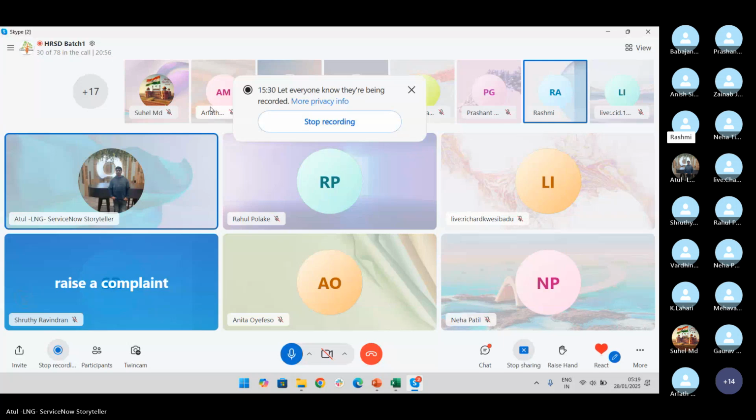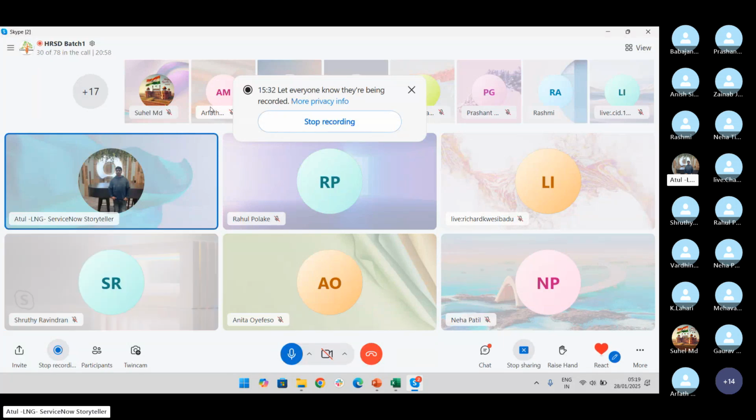We call customer care. Very good. And that customer care, what do they do? They listen to you and they say, madam or sir, this is your complaint number, right? It means in the background they're using some tool. Correct? Yes or no, Rashmi?